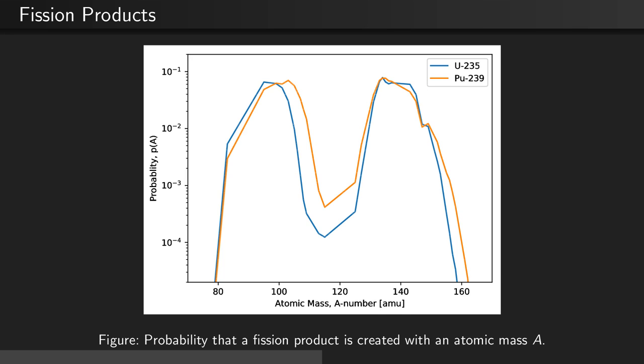Moreover, at the lower atomic masses, we end up with one fission product that is lighter than a heavier fission product, which is why this probability distribution is bimodal.